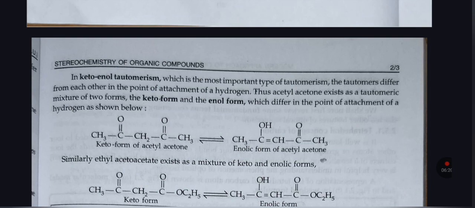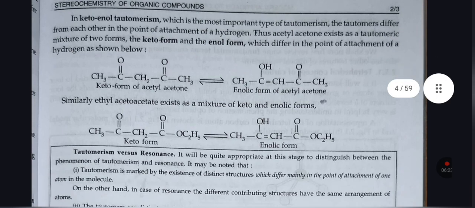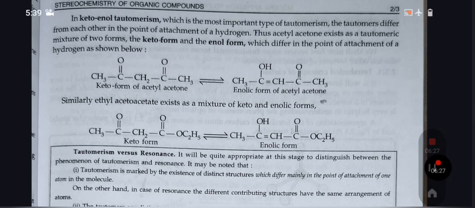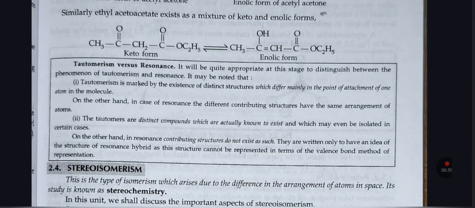Thus, acetyl acetone exists as a tautomeric mixture of two forms, the keto form and the enol form, which differ in the point of attachment of the hydrogen as shown below. Keto form of acetyl acetone is given on the left hand side, whereas enolic form of acetyl acetone is given on the right hand side. Similarly, ethyl acetoacetate exists as a mixture of keto and enolic form. Here the structures of both are given, keto form and enolic form.